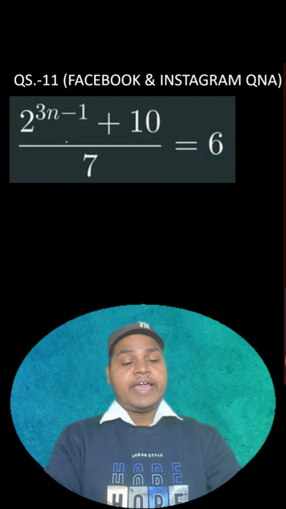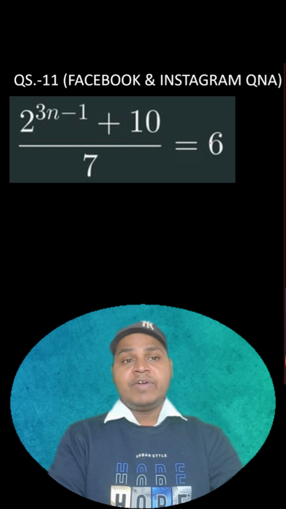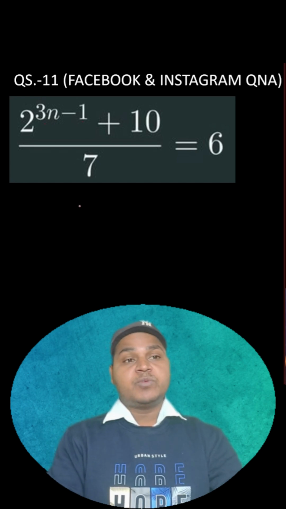In this question, it is given that (2 to the power 3n minus 1 plus 10) divided by 7 is equal to 6. How to solve this question? First, we discuss some basic concepts which are useful for solving this problem.